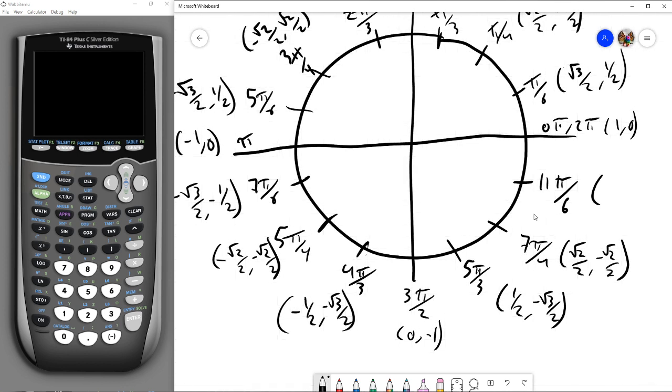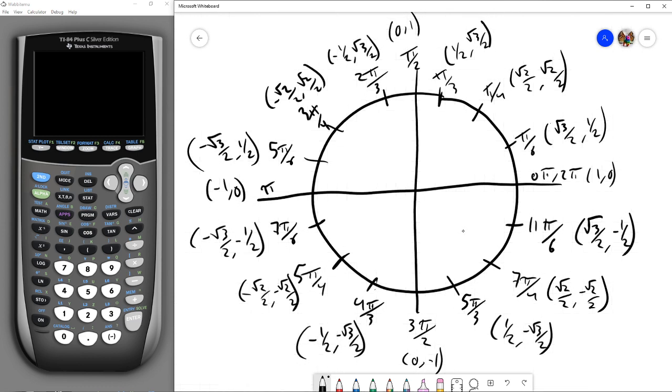And so this will be root 3 over 2, comma, negative 1 half. And that, YouTube, is the unit circle. Marvelous. We can put the degree angles on here too. So this is 30 degrees, 45 degrees, 60 degrees, and then let's see here, this is 120 degrees, 135 degrees, and 150 degrees.